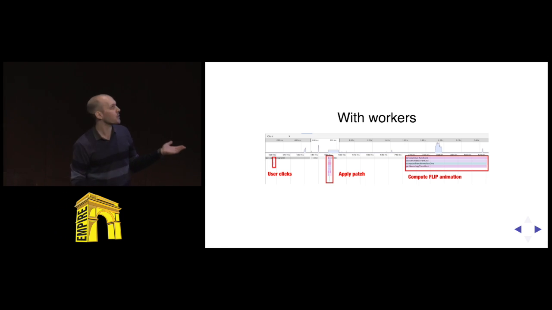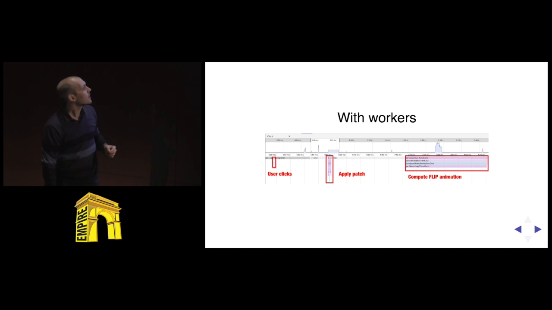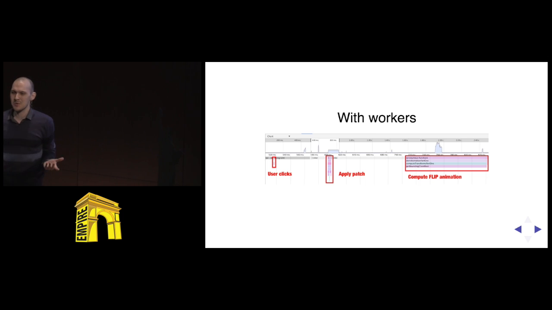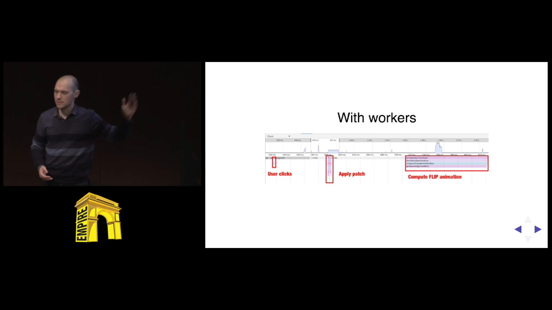And what am I doing on the UI thread? Well, okay, the user clicked there. I applied a patch, and I'm doing a bunch of animations, right? I'm only doing the things that the UI thread has to do, which are responding to user input and painting, right? And animations, you have to do that in the UI thread.